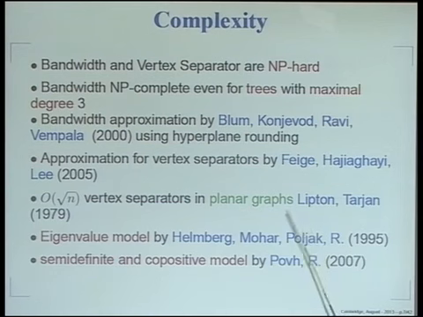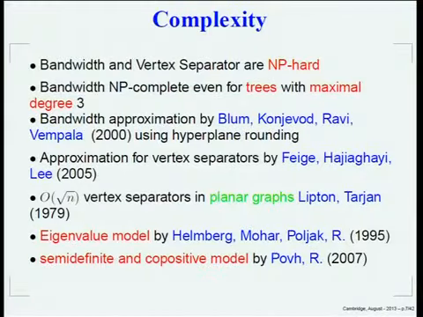Of course, there's a very old result by Lipton and Tarjan from the late 70s that actually shows that you can always find a vertex separator in a planar graph on n nodes, and the size of the vertex separator is order square root of n. But of course, it doesn't say that this is the smallest separator. So it could be that the smallest separator has size log n.